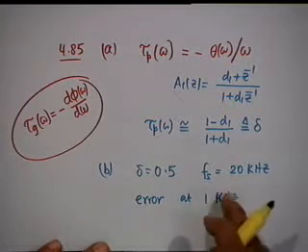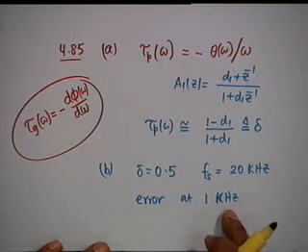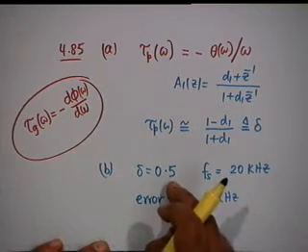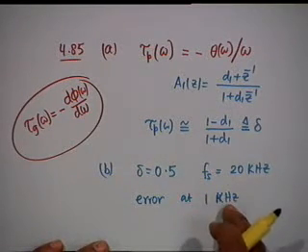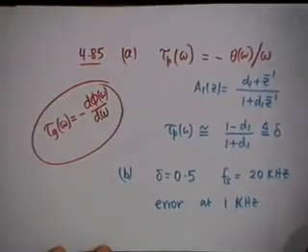Okay? The sampling frequency is 20 kilohertz. You have to find the error, that is deviation from 0.5 at 1 kilohertz. Why is the sampling frequency given? So that you can find the normalized digital frequency, small omega. All right. Now let us do the first part. Second part would be very simple.